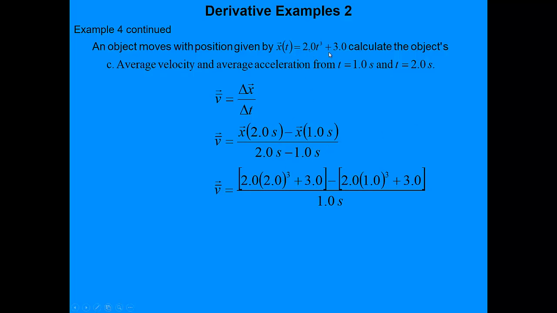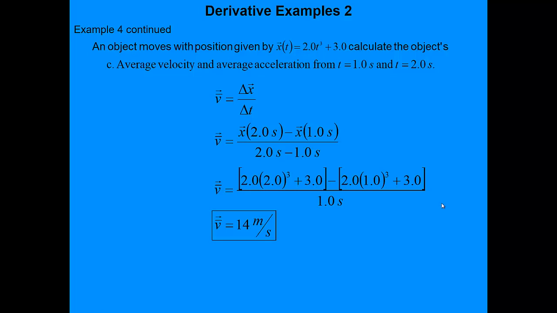If we plug in 2 seconds into the function, we get 2 times 2 cubed plus 3, minus at 1 second, which is 2 times 1 cubed plus 3. If we work that all out, that's what? That's 8 times 2 is 16, plus 3 is 19. 2 times 1 cubed is 2, plus 3 is 5. 19 minus 5 is 14 meters per second.